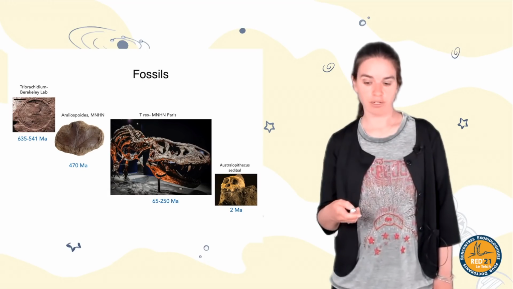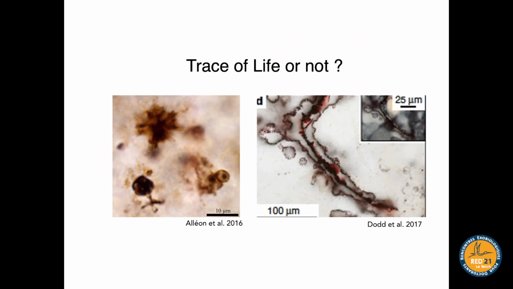But what is the question of the Precambrian? The Precambrian is complicated, and this is one example from two papers that both claim that it was a trace of life. And so you can see that we are not at all on the same scale. Now we are looking at micrometer scale, so the same size as your hair, basically.